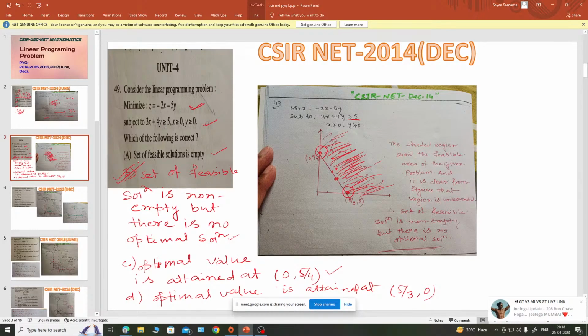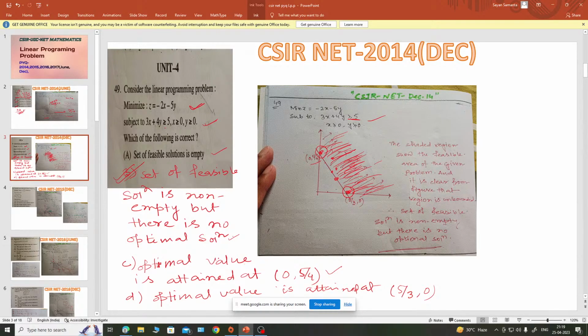This is the unbounded region. Here the optimal solution does not exist; only feasible solutions exist. Feasible solution exists means the solution set is non-empty. Empty means no solution exists, but here solutions exist. This is one corner point, and this is another corner point. If we put in z at (0, 5/4), we get one solution. If we put in z at (5/3, 0), that is another solution.